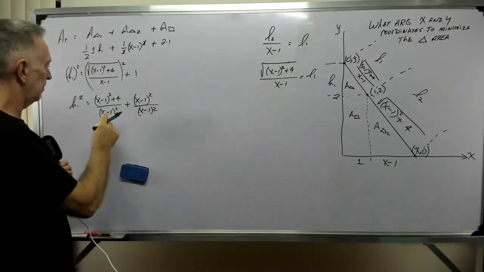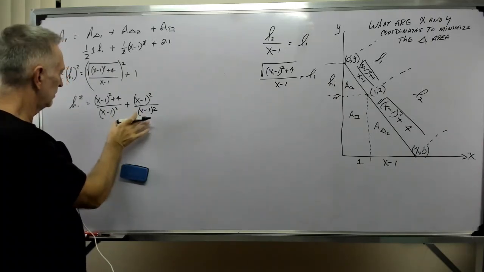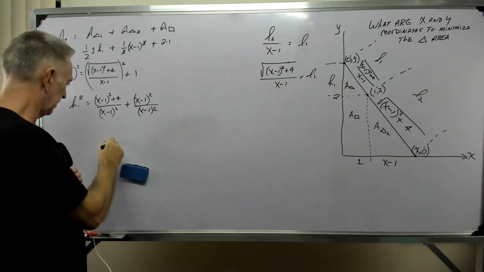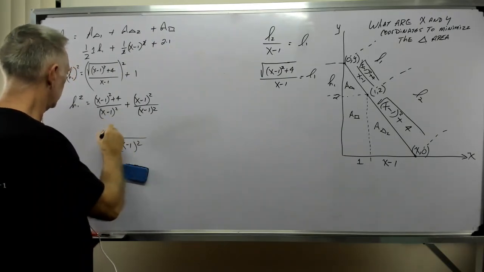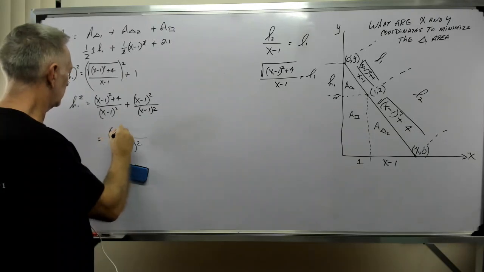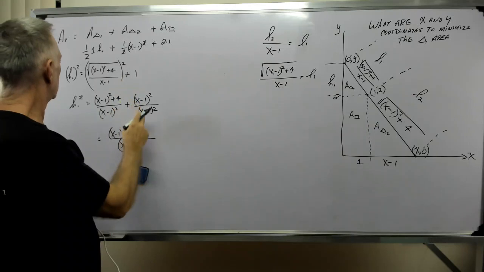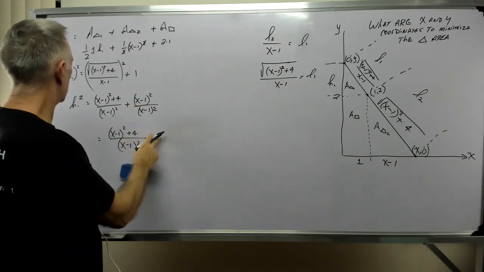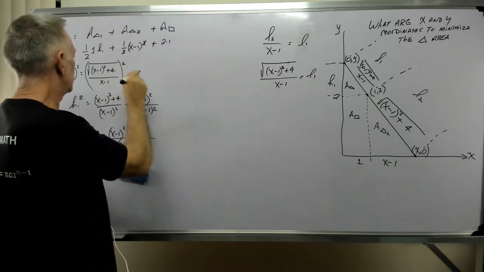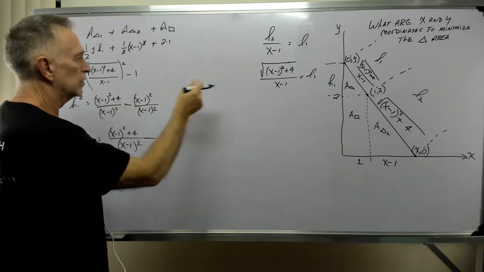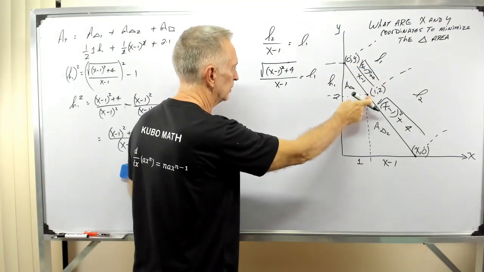Well, what does all that mean? I'm not going to use the space to write them both over the same denominator. Well, I should. (x minus 1) squared. So that equals (x minus 1) squared plus 4. Oh, this should have been minus. This should have been minus, excuse me. Because it's this squared minus this squared equals that.